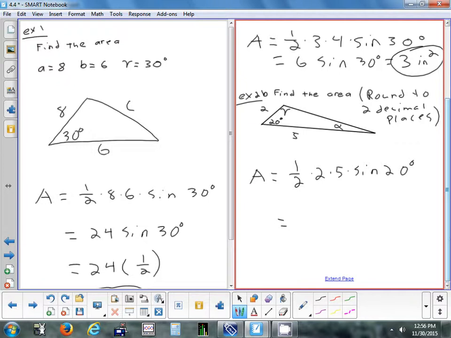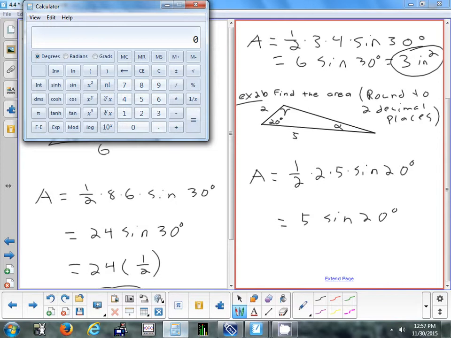All right, so if we do that out, Justin, what's half of 2 times 5? 5. Yep, 2 times 5 is 10. Take half of it. So you have 5 sine 20. Just type that in and see what you get. Okay, so there's the sine of 20 times 5. I did check I'm in degrees. If I wasn't, I would have fixed that. 1.71.